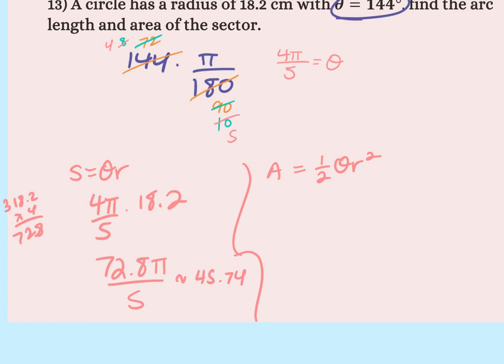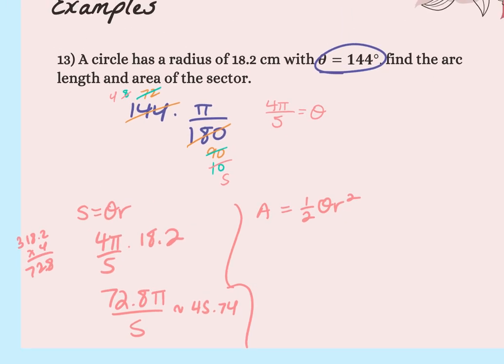And then for this, what would be the units? This is still length, so we still grab centimeters. Centimeters squared is for area. Correct. All right, so then 1/2 my theta, which is 4 pi over 5, times r squared, which is 18.2 squared.